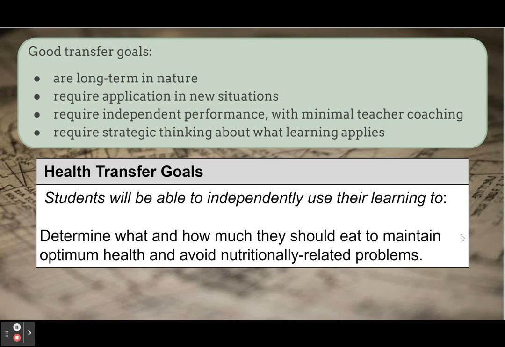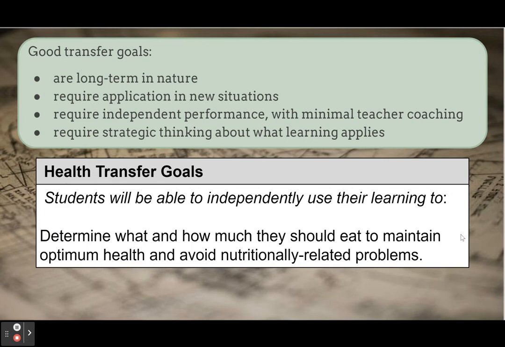Students might have to apply their learning in new situations. So they might be thinking about their own eating, and maybe that changes over time. Or we could give them different scenarios of different people's health profiles and have them determine what and how much those people should eat depending upon the circumstances, which I think also connects to that idea of requiring strategic thinking about what learning applies.